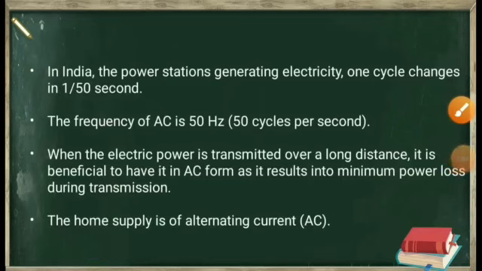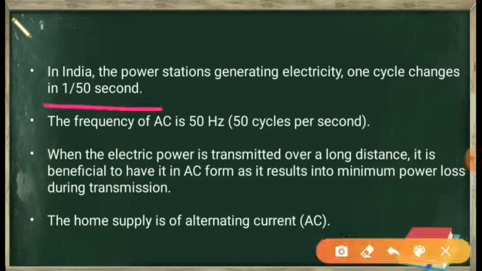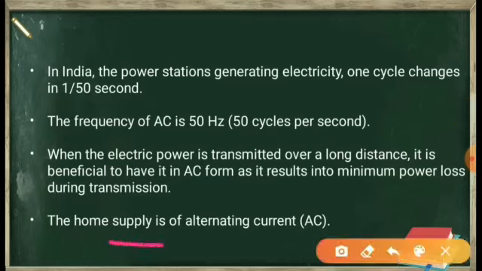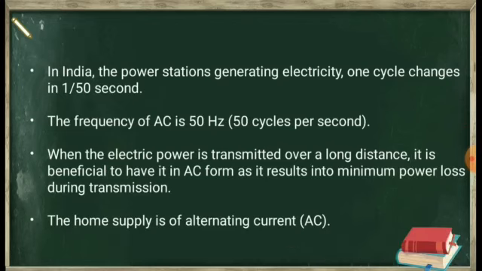In India, the power stations generating electricity, one cycle changes in 1/50 second. The frequency of AC is 50 Hz, that is 50 cycles per second. When electric power is transmitted over a long distance, it is beneficial to have it in AC form as it results in minimum power loss during transmission. The home supply is alternating current.